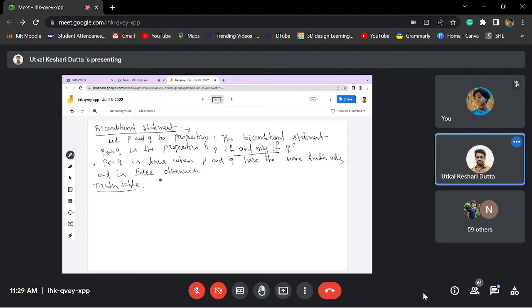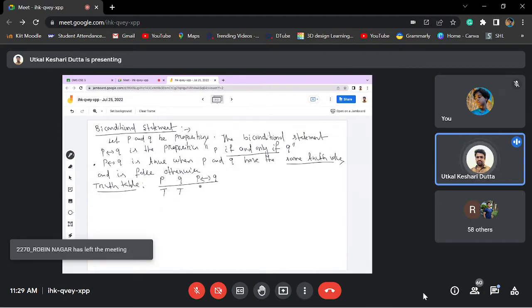Truth table, okay. P, Q, P biconditional Q. P is true, Q is true. Then what will be P biconditional Q? See, when both P and Q have the same truth value, that is true. So it will be true.